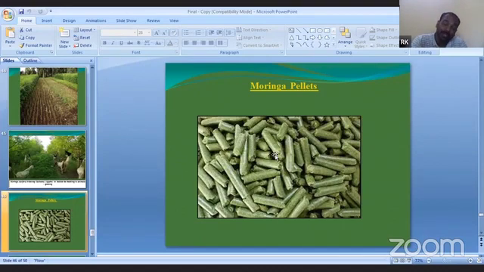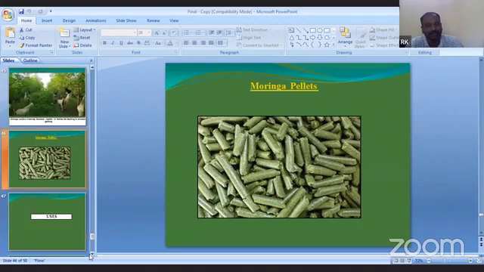So pellet formation we are also preparing. How to prepare the pellet formation? In another meeting I will present the pellet formation of the Moringa. So this is the code for six months to one year. So pellet farming, then we give it to the cattle.